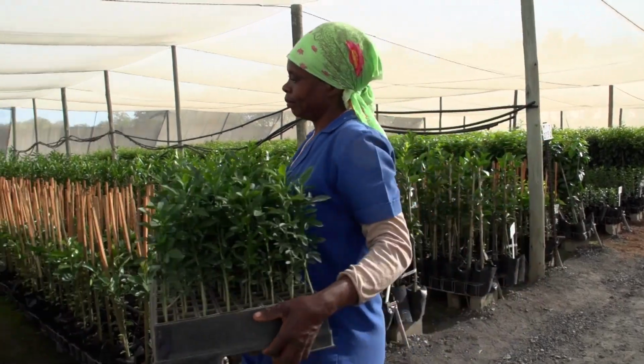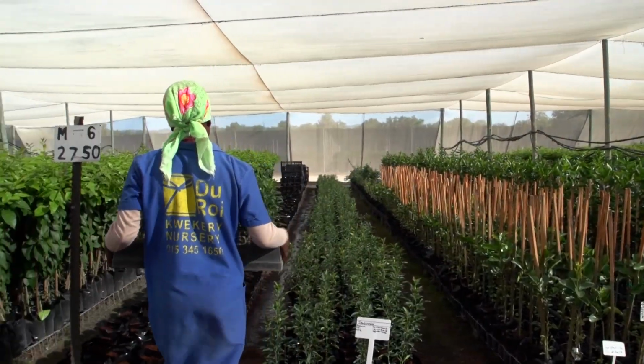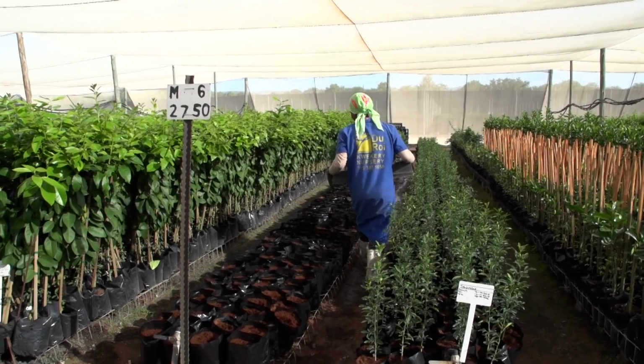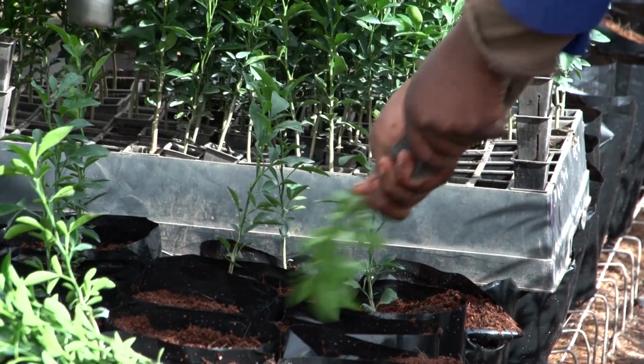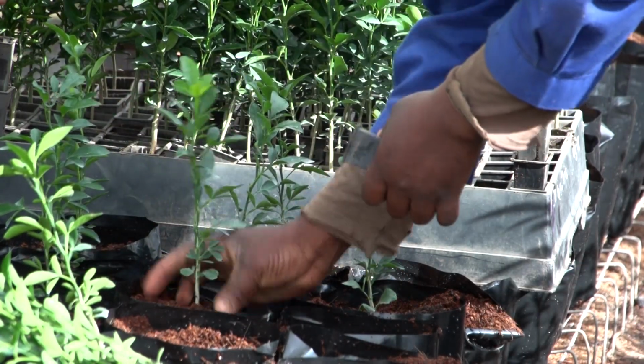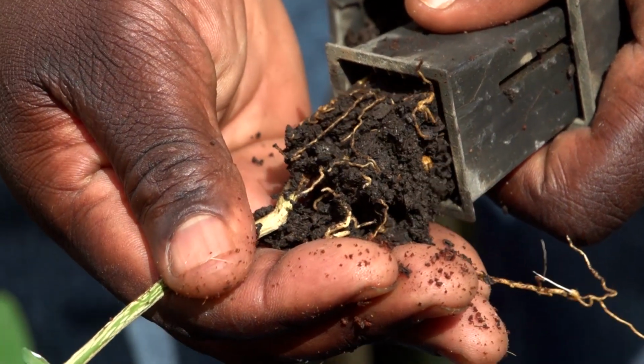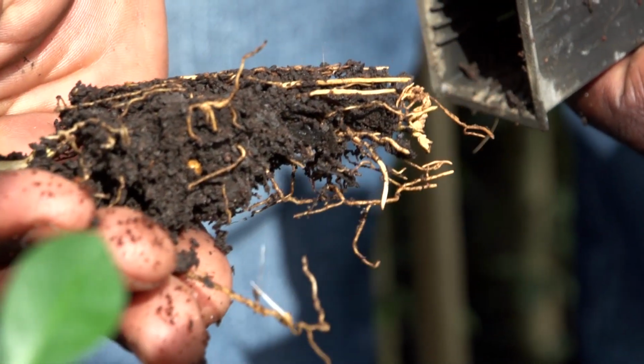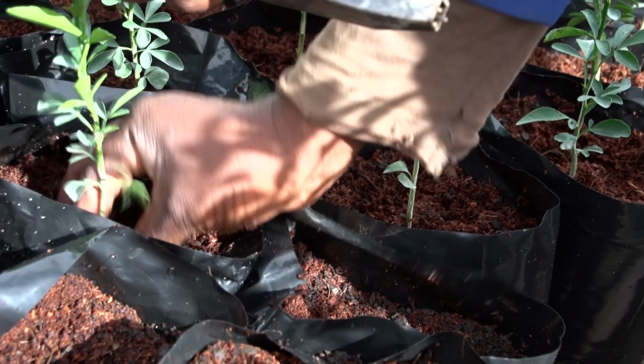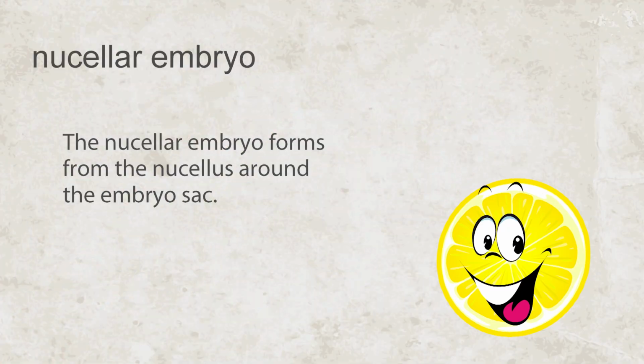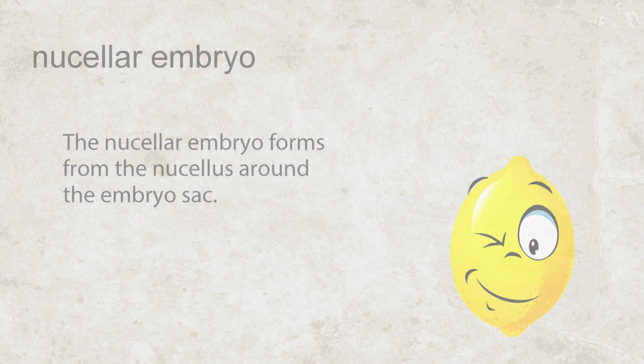However, true-to-type citrus rootstock is propagated with seed in commercial citrus nurseries. This is possible because citrus has an unusual characteristic. In citrus seeds, some of the nucellar cells develop into nucellar embryos. A nucellar embryo forms from the nucellus around the embryo sac.